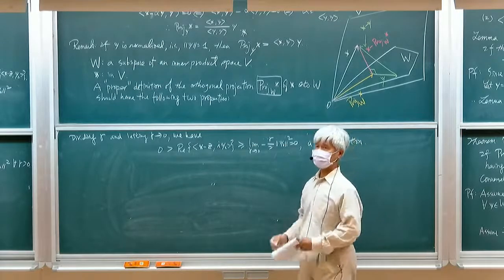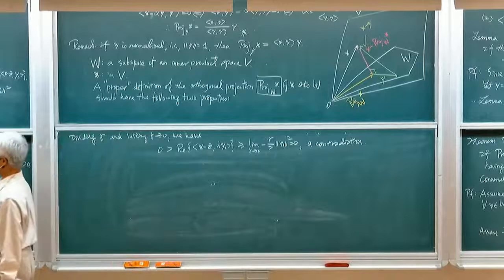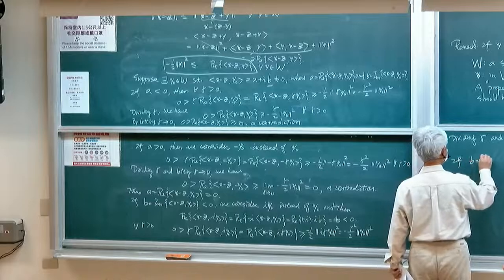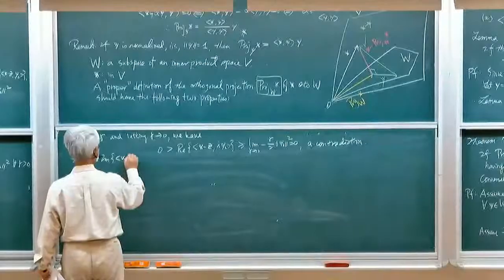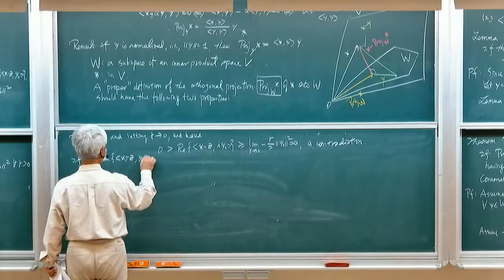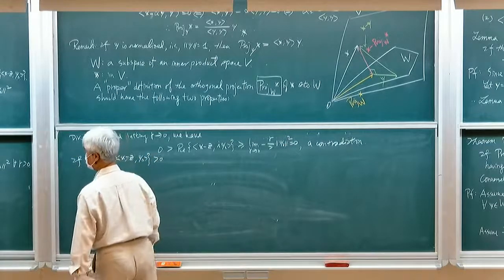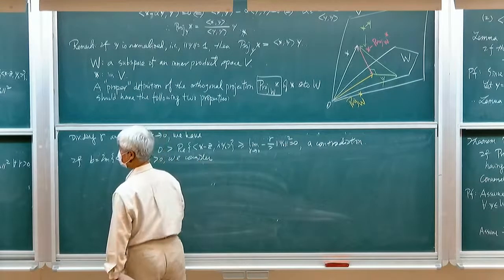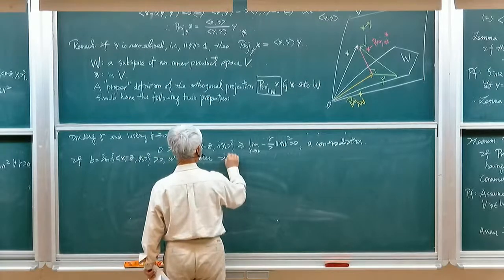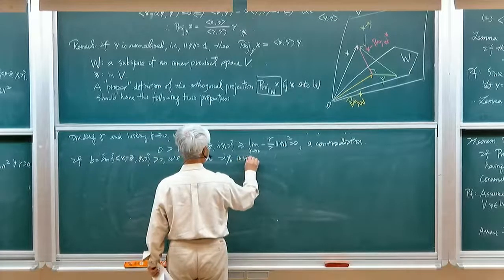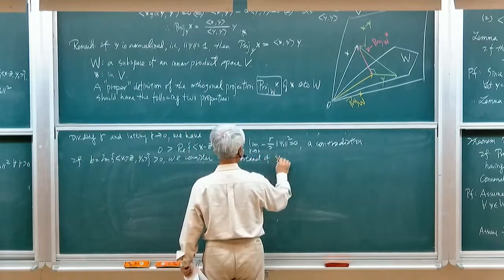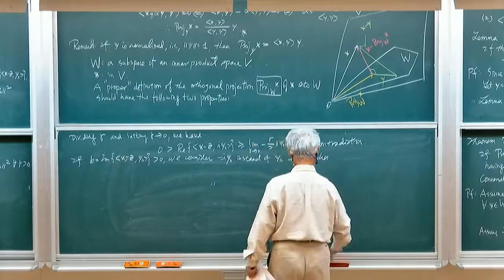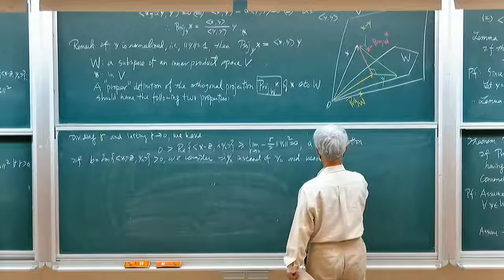Right? And the final case is that if B, the imaginary part of the inner product, is positive, we consider minus i y0 instead of y0, and reach a contradiction.